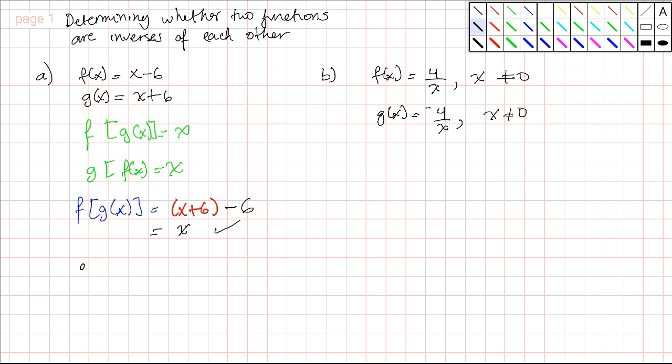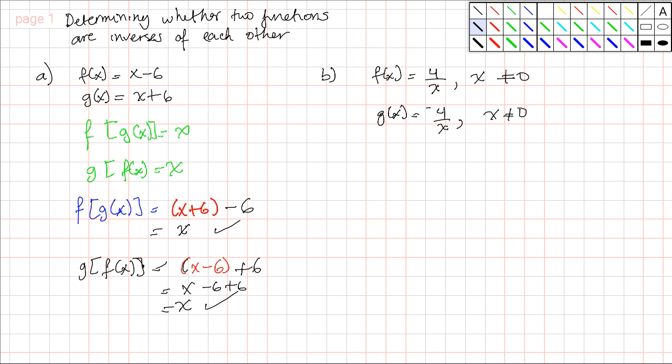Let's check for the second condition, g of f of x. So g is x plus 6. So let me pick a different color again. So we have x minus 6 plus 6. When we simplify, this leaves us with x minus 6 plus 6, which is simply x, and it satisfies the second condition.